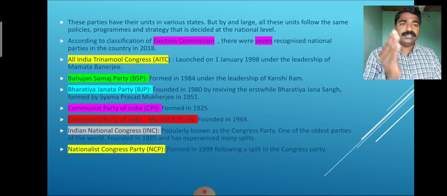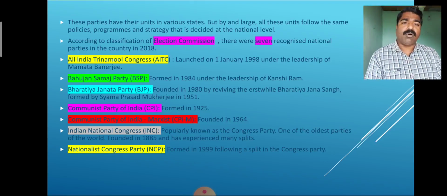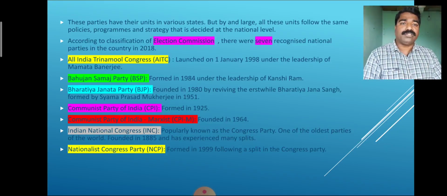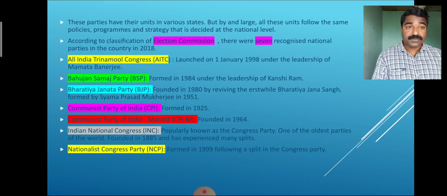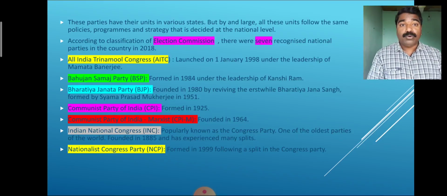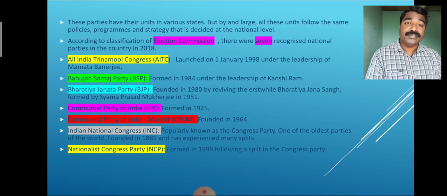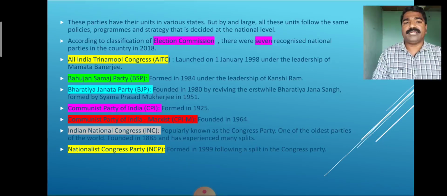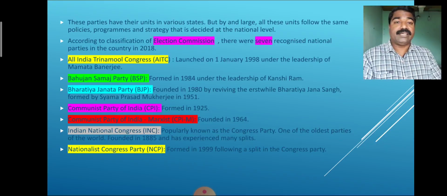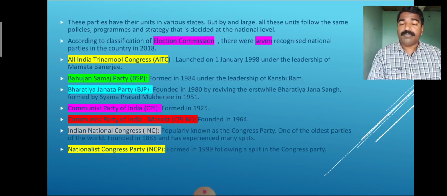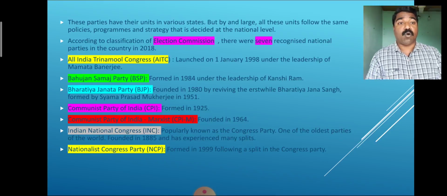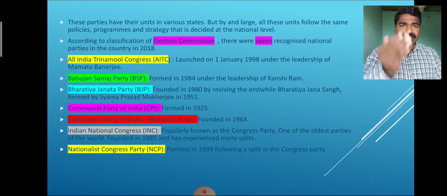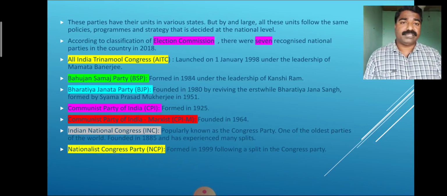Then the CPI further divided, that is the Communist Party of India Marxist, CPIM, founded in 1964. Then one of the oldest parties in the world, INC, Indian National Congress, popularly known as the Congress Party, founded in 1885 and has experienced many splits. Then the NCP, Nationalist Congress Party, formed in 1999 following a split in the Congress Party. These are the current seven national parties in India.